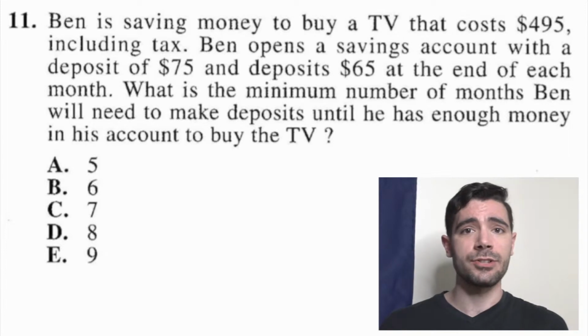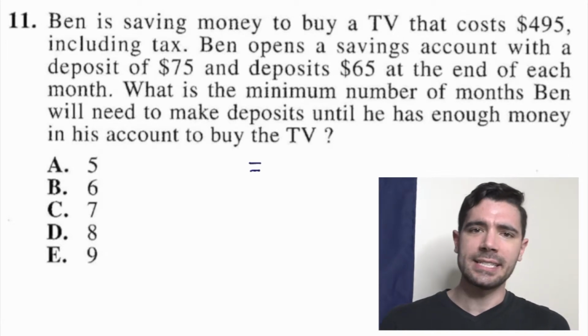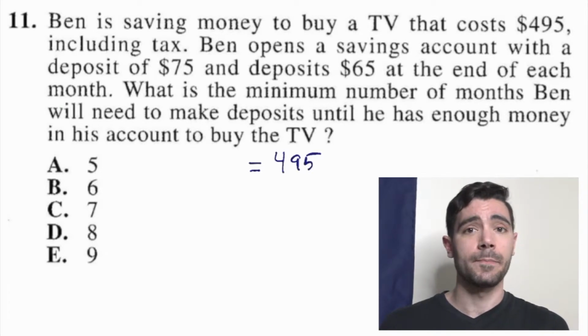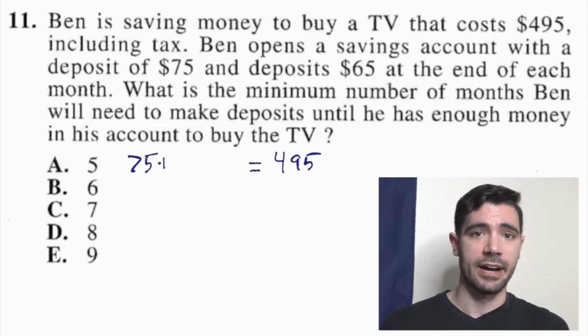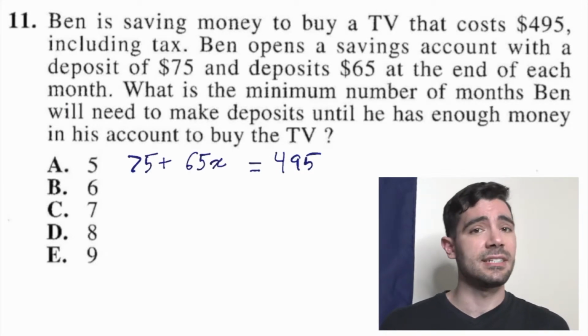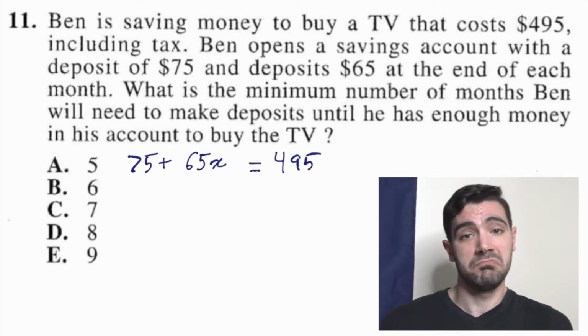A couple ways to do this question. Why don't we first walk through it algebraically? So at the end, on the right side of the equation, we want to have $495. Now how are we going to get there? Well, we start with 75, so 75 plus, and then there's 65 times some number of months. So we'll call that 65x. 75 plus 65x equals 495. Let's go through it algebraically.